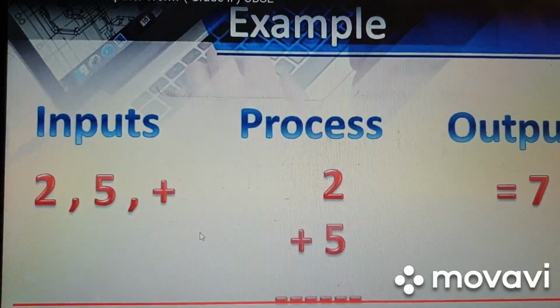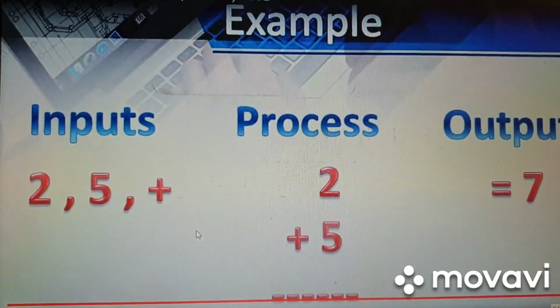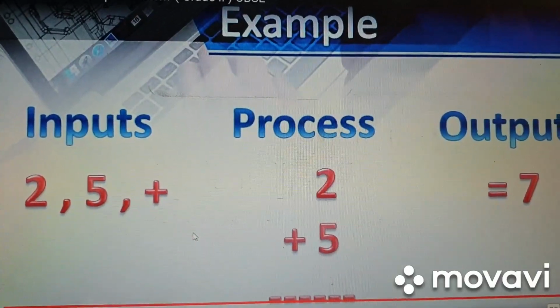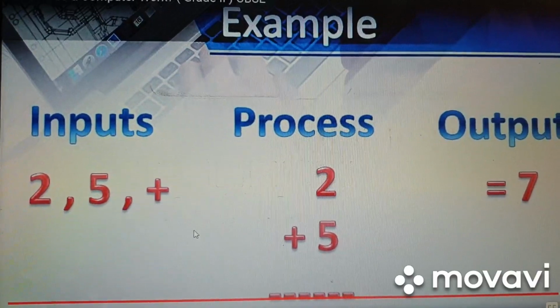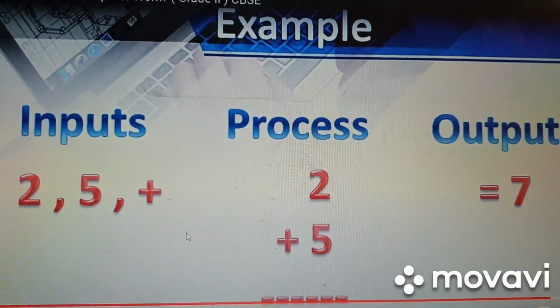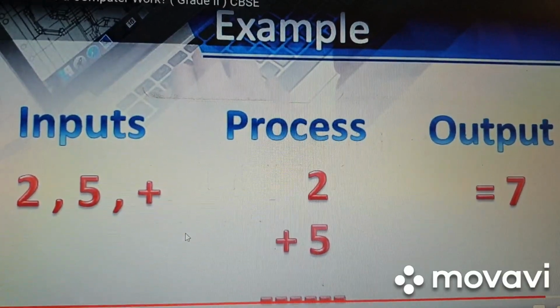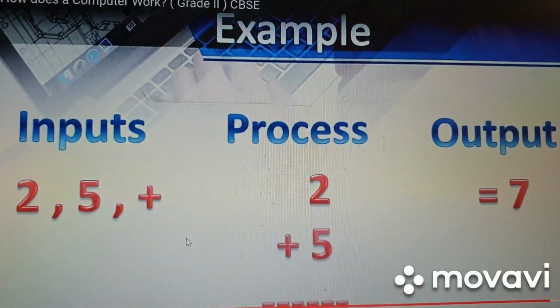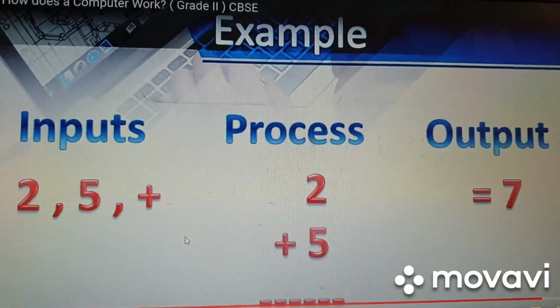When we give the input like 2, 5 and plus to the computer, then the computer processes 2 plus 5 and gives the output 7. So 7 is the output, 2 plus 5 is the process, 2 and 5 is the input, and plus is the instruction that we give to the computer.